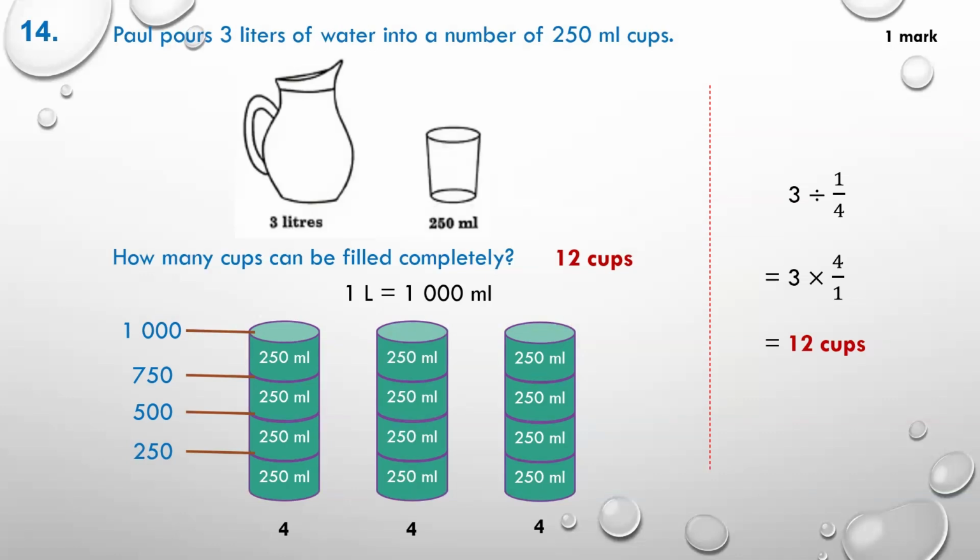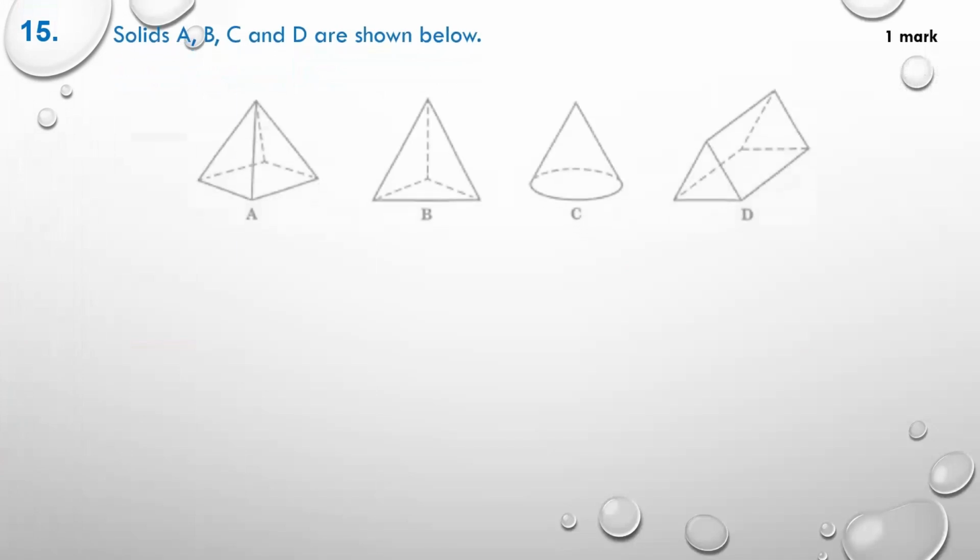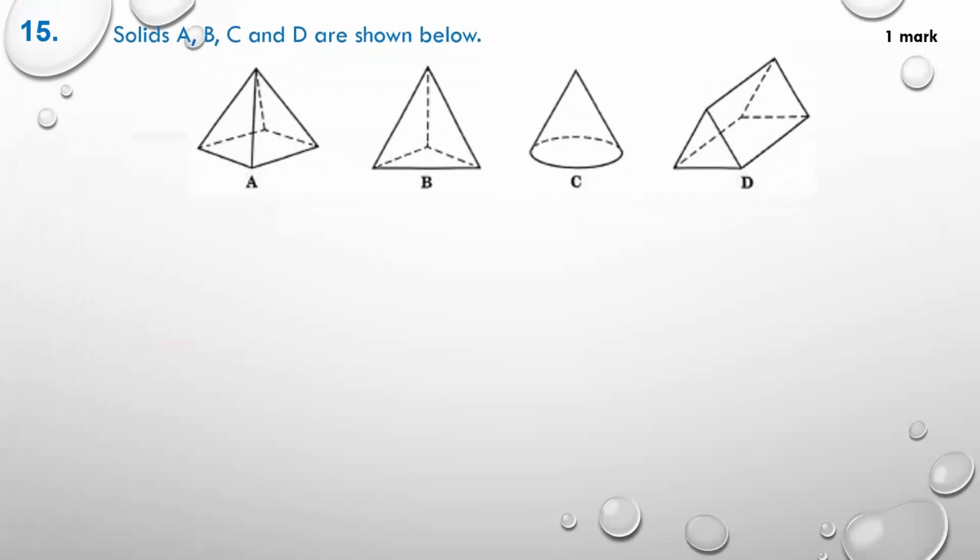All right, let's move on to number 15. So in this question here, number 15, we're saying that the solids A, B, C, and D are shown below. So A looks like a rectangular base pyramid. B is a triangular base pyramid or tetrahedron. C will be coming to a point. It will be a cone. And D, let's see, is that coming to a point? No, it's not. So that's the only one that's not a pyramid. It's a prism.